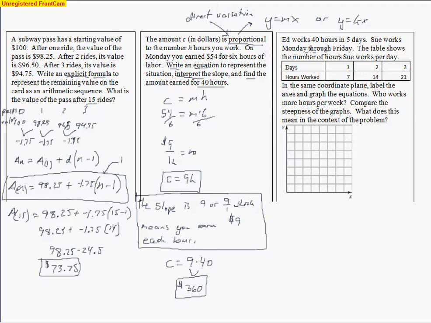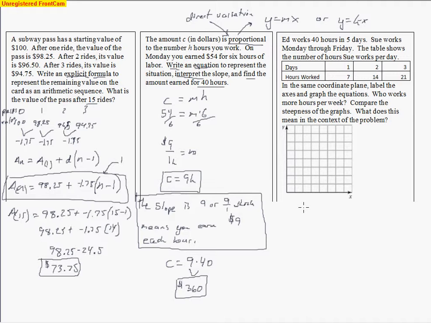So the next one says Ed works 40 hours in 5 days. Sue works Monday through Friday, and here's the table of her hours. In the same coordinate plane, label the axis and graph the equation. Okay, so the x-axis. The hours worked do not affect the days. The days affect the hours that you end up working.